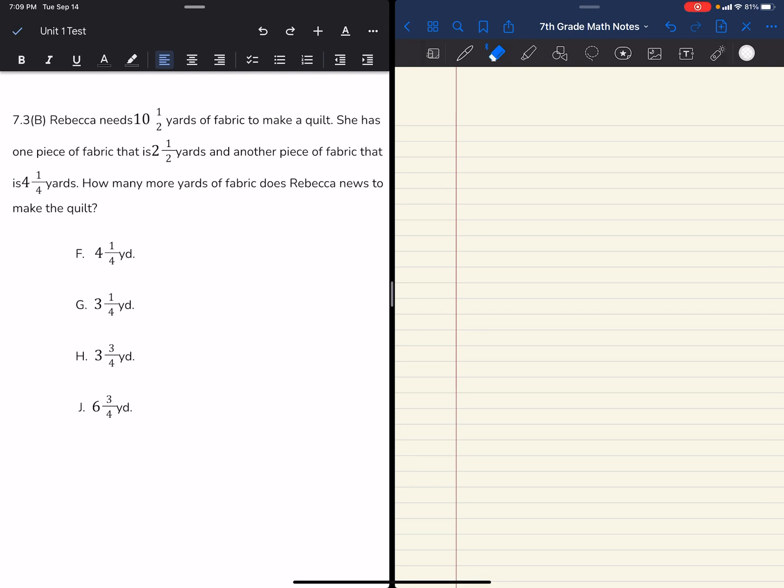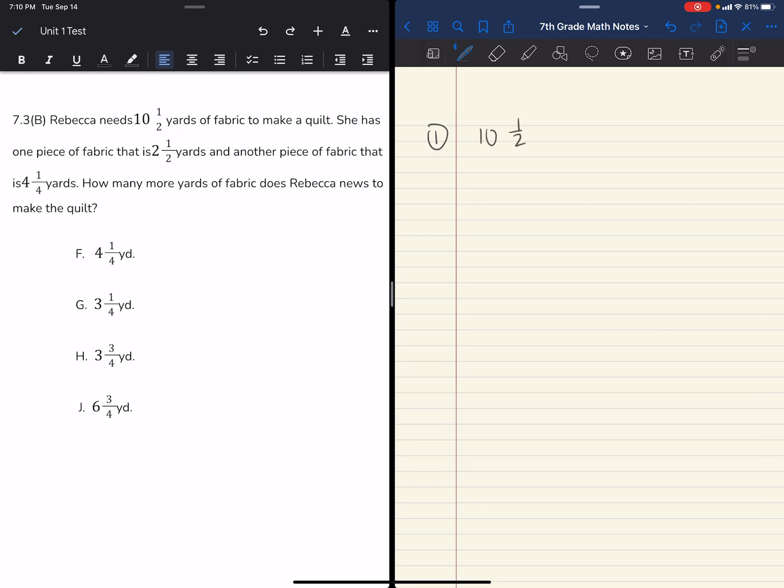Rebecca needs 10.5 yards of fabric to make a quilt. She has one piece of fabric that is 2.5 yards and another piece of fabric that is 4 1/4 yards. How many more yards of fabric does Rebecca need to make the quilt? Clearly, that's a typo. So first things first, I am going to pull out all of these fractions.